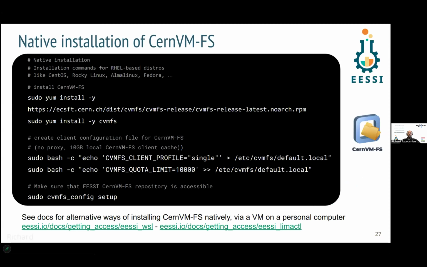The native installation of CVMFS is a simpler process for RHEL-based distributions like CentOS, Rocky Linux, Alma Linux, Fedora, etc. Basically, it consists of 5 steps. First, add the CVMFS repo to the YUM repository on the system. Then install CVMFS.